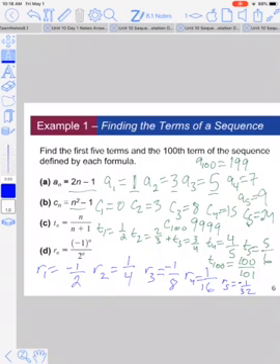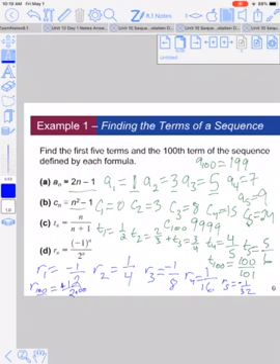R sub 100, well, you know the top's going to be positive 1, because this is going to be negative 1 to the 100. So it's an even number, so it's a positive 1. And then 2 to the 100, that's quite a big number. I don't have my calculator with me right now, which is kind of crazy, but you guys do. So you guys can plug in 2 to the 100 and see what you get. All right, so that's our first page.